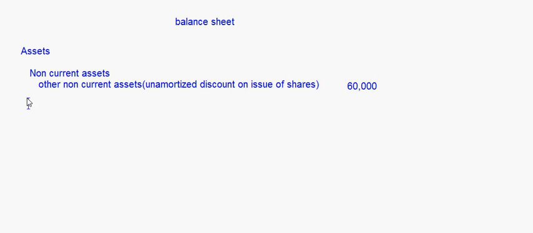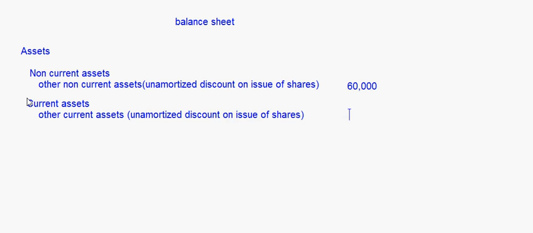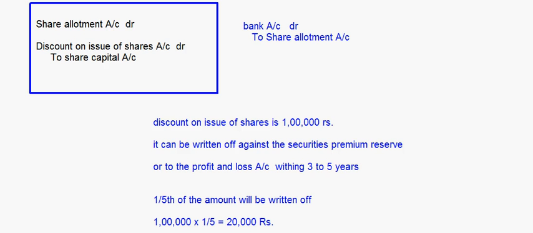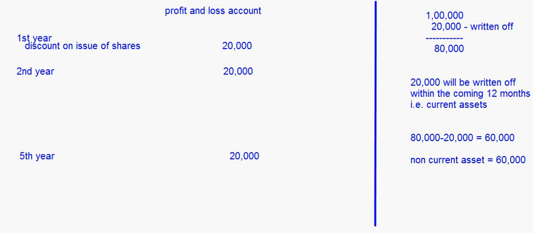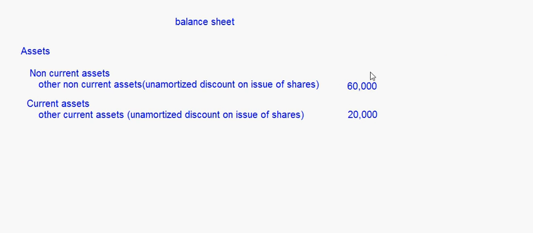And in the current assets part, you will have other current assets. This is again unamortized discount on issue of shares. Right? Here you will be showing this 20,000. Now next year, this is for the first year, right? Next year, here you see, second year again 20,000 is written off. Okay, so when 20,000 is written off, the total is how much? The total is 80,000. So when you come to second year balance sheet, this non-current asset, other non-current assets, this will become how much? 40,000.